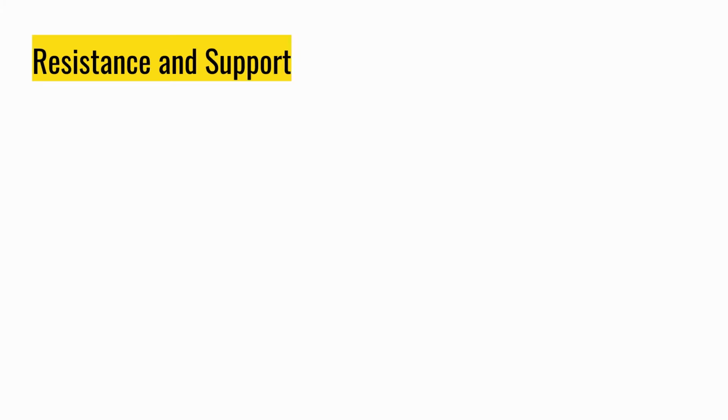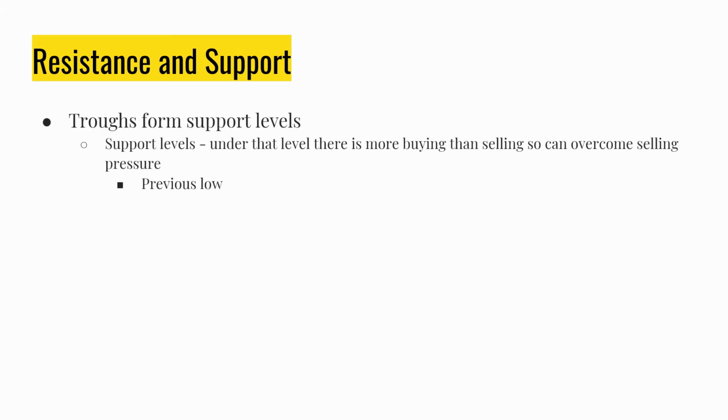Finally, let's move on to one of the most important topics in technical analysis, resistance and support. So the previous trough or the previous low forms the level of support. And levels of support means that under that level, there's more buying than selling, so the stock price would usually find it hard to dip below that level due to a lot of buying pressure.